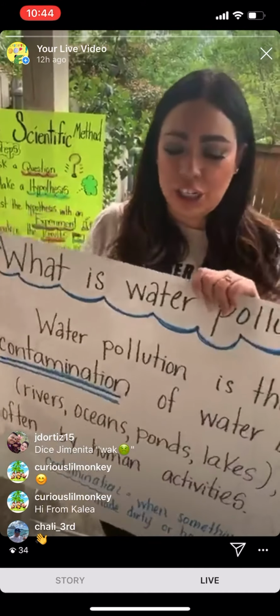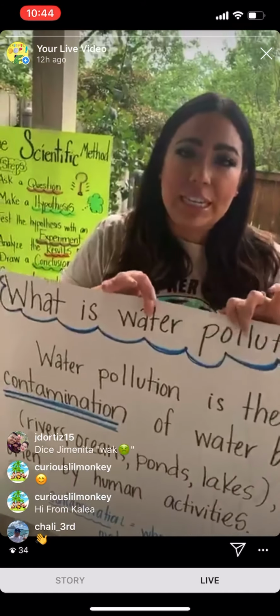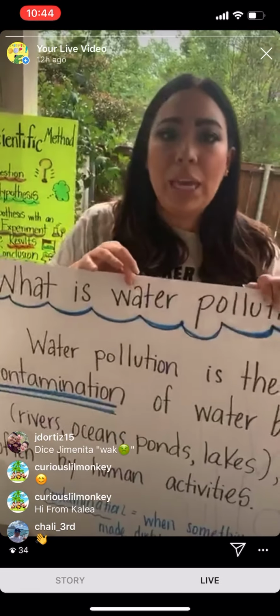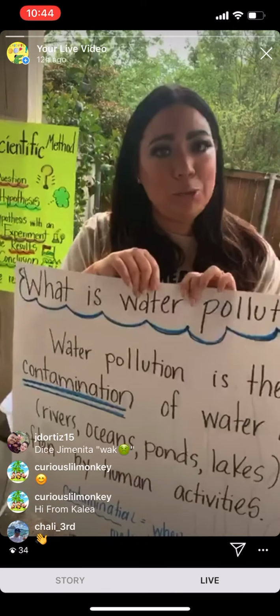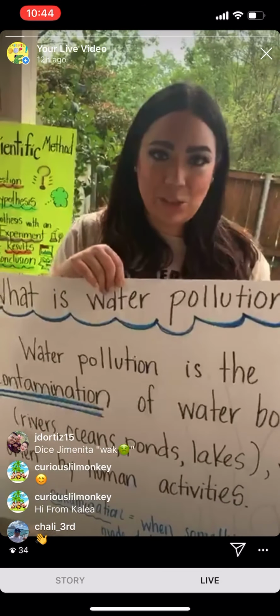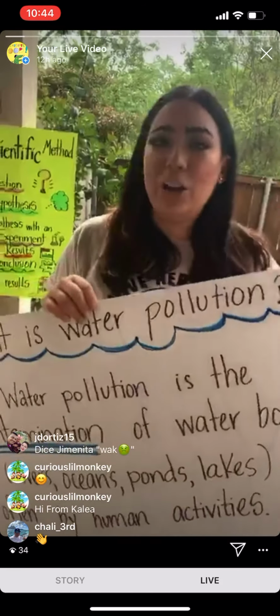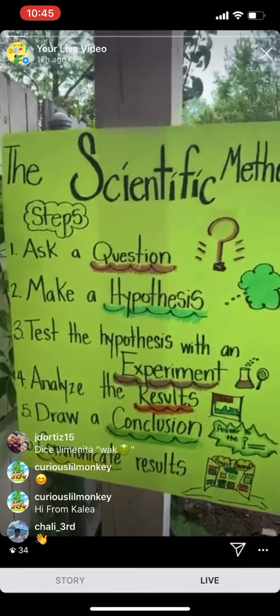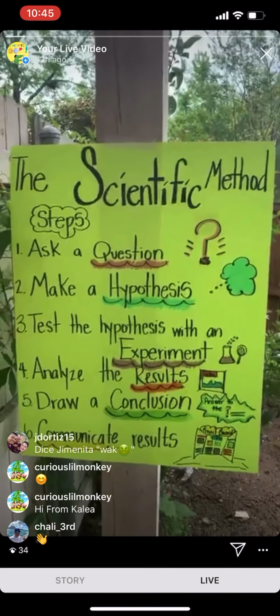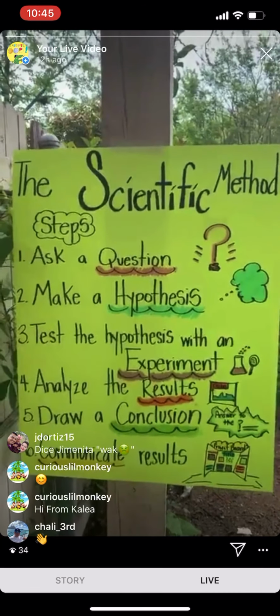Today our question that we're going to answer is, how can we do something about water pollution? Is there anything we can do? And we're going to do an experiment to answer that question. Now in order to do an experiment, we're going to use something called the scientific method. Take a moment to look at the steps. There are 6 steps in the scientific method.